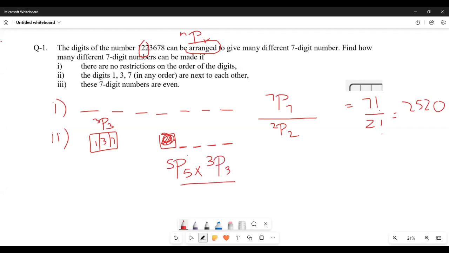And again, we have a repeated 2. So 2 factorial because there are 2 repetitions. 2 and 2 are being repeated, so 2P2 or 2 factorial.